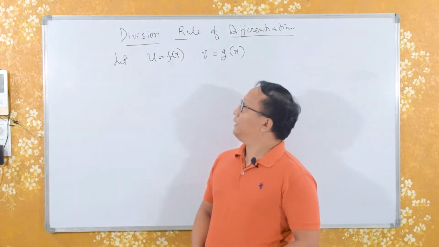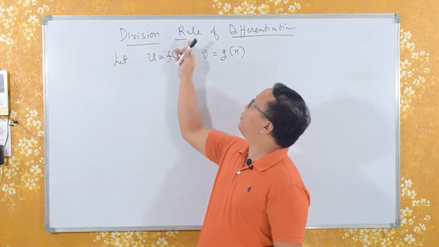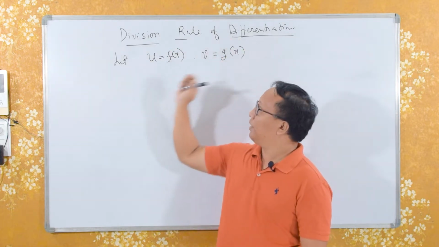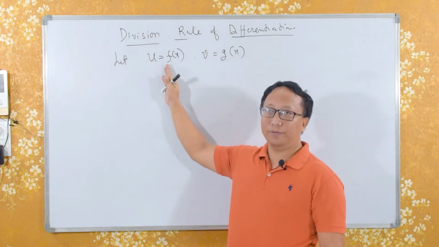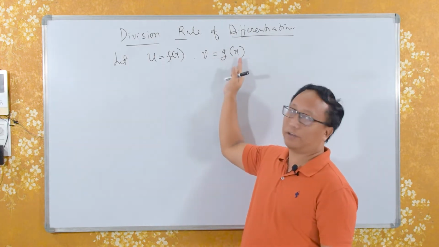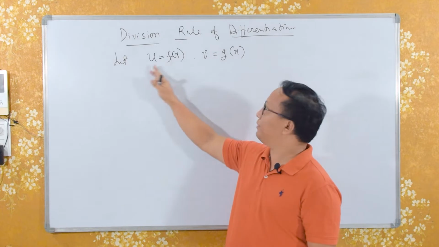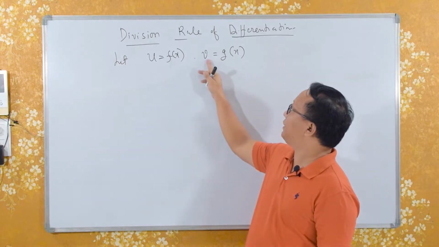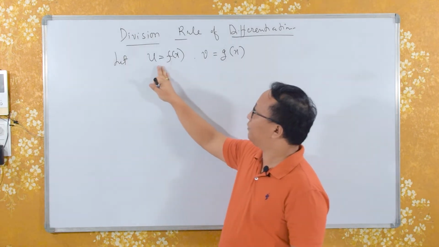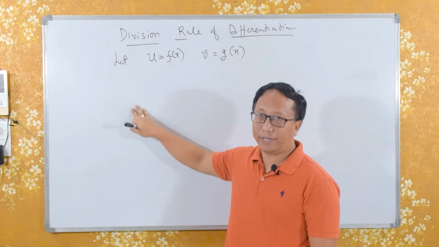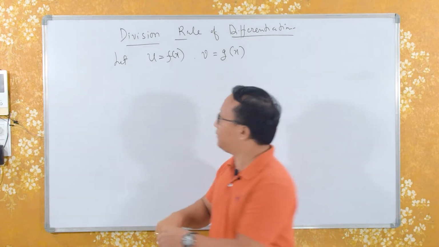Today we'll be speaking about division rules for differentiation. If we have two functions, u is a function of x and v is another function of x, say u is f(x) and v is g(x). Now, if we want to differentiate f(x) upon g(x), we have certain rules.